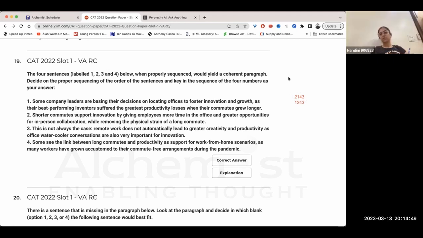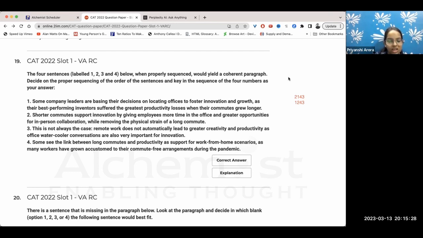So वैसे अगर मतलब से हम देखें, we are putting 2 and 4 together, अगर we take that option, तो दोनों ही sentences some और some से शुरू हो रहे हैं, तो वो बहुत एक ही साथ में repetitive भी लग रहा है. Wait, that is okay. But in the first sentence, in the last line: greatest productivity losses when their commutes grew longer. This is one negative aspect of long commute. And then we are using like, while some see the link between long commutes and productivity as support for work. So we are talking about negative first, like 2, 1.